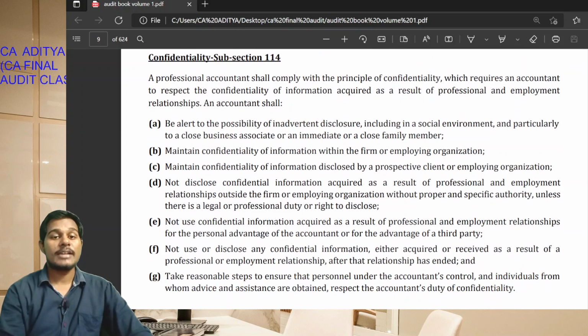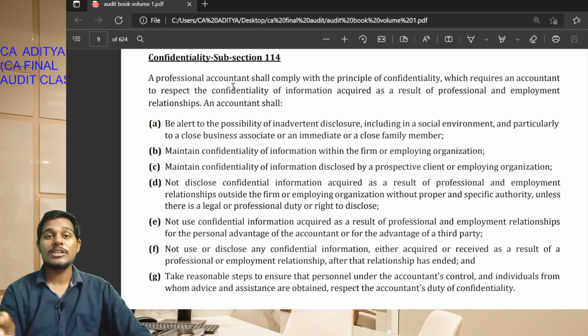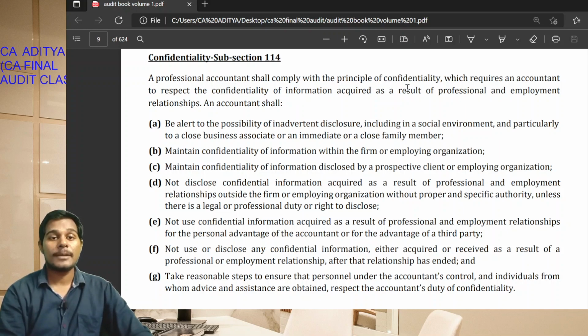Next, confidentiality. An auditor and chartered accountant in employment or in practice should always follow confidentiality. Confidentiality means a chartered accountant in practice or in employment should not disclose any information acquired by him from the client or employing organization unless it is required by law or permission is taken from the client. A professional accountant shall comply with the principles of confidentiality, which requires an accountant to respect the confidentiality.